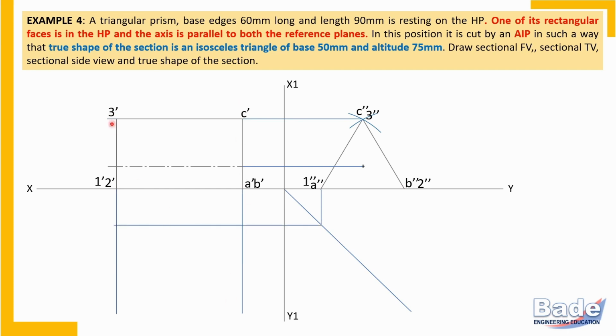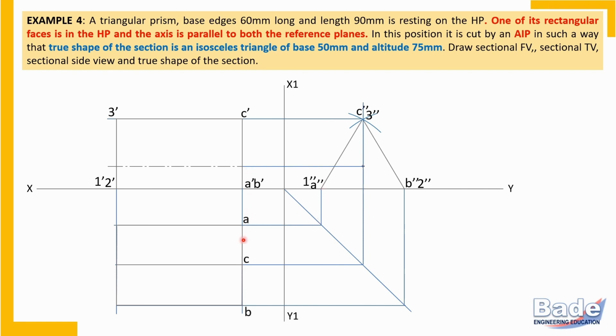So as usual, projectors from the front view to the top view and projectors from the side view to the top view. And this is how, check here, the projector from the side view of point C and the projector of point C from the front view. Where they intersect, that is point C. Similarly, the projector from A and the projector from A. So here it is point A. In this manner, we transfer all the points in the top view, 6 labeled points, A, B, C and 1, 2, 3. So this is how we have completed the views of the prism in the given position.